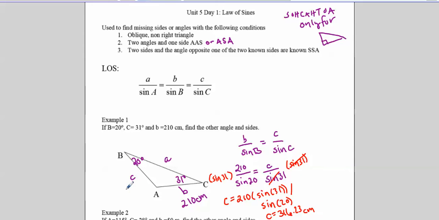Okay, so I have this one. I don't have either piece of information about A, but if you remember, in any triangle the angles add up to 180. So if I subtract 180 minus 20 minus 31, I should get that angle A is 129 degrees.